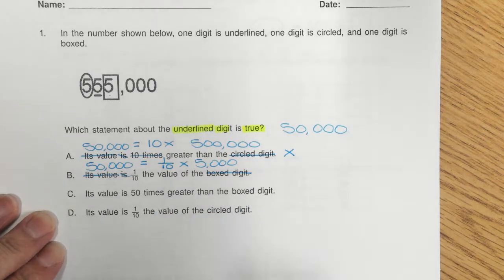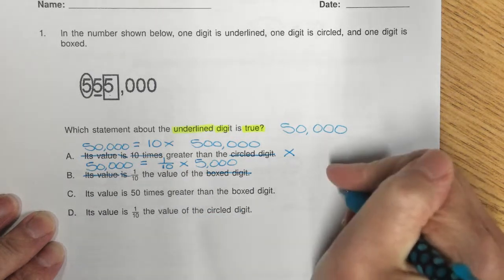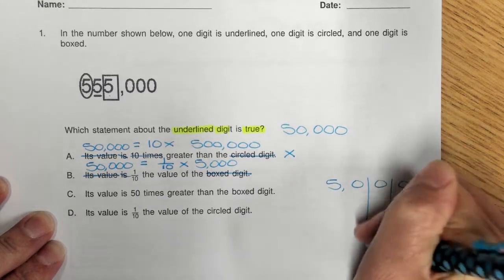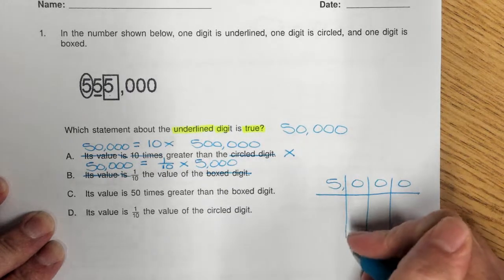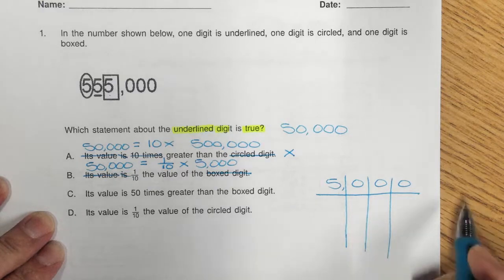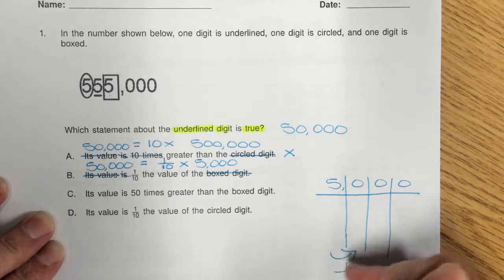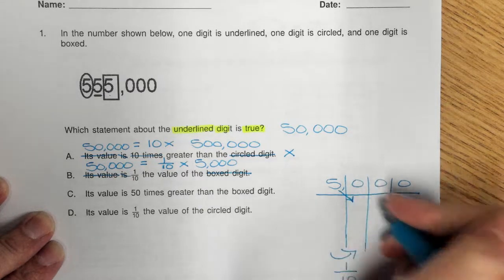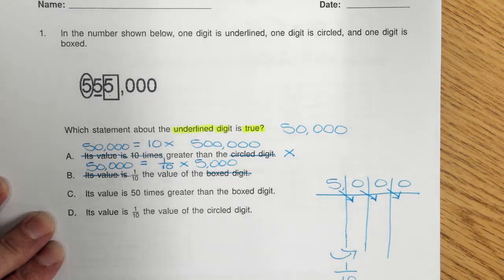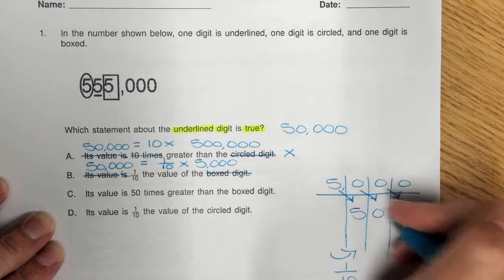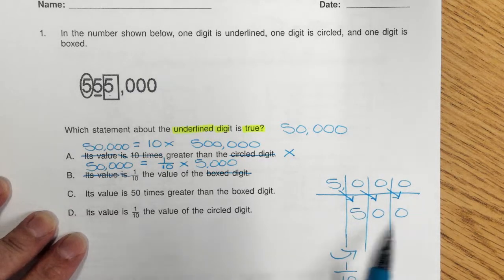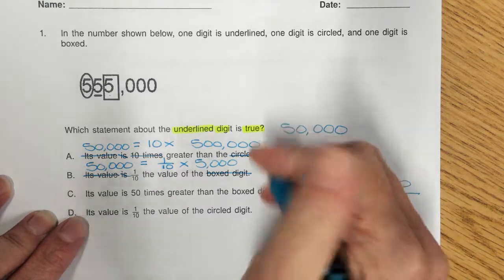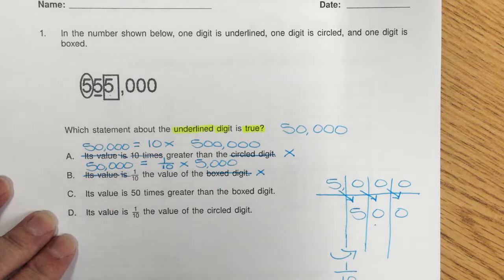This is where some of the confusion happens. So to make it a little clearer, I'm going to put 5,000 into a place value chart. And 1/10 means that I am moving one place to the right on my place value chart. I'm taking a piece of that number. So all my numbers are going to shift over one place value, and I lose my last zero. So 50,000 is the same as 500. Well, we know that's not true either, so we can cross that answer choice out.